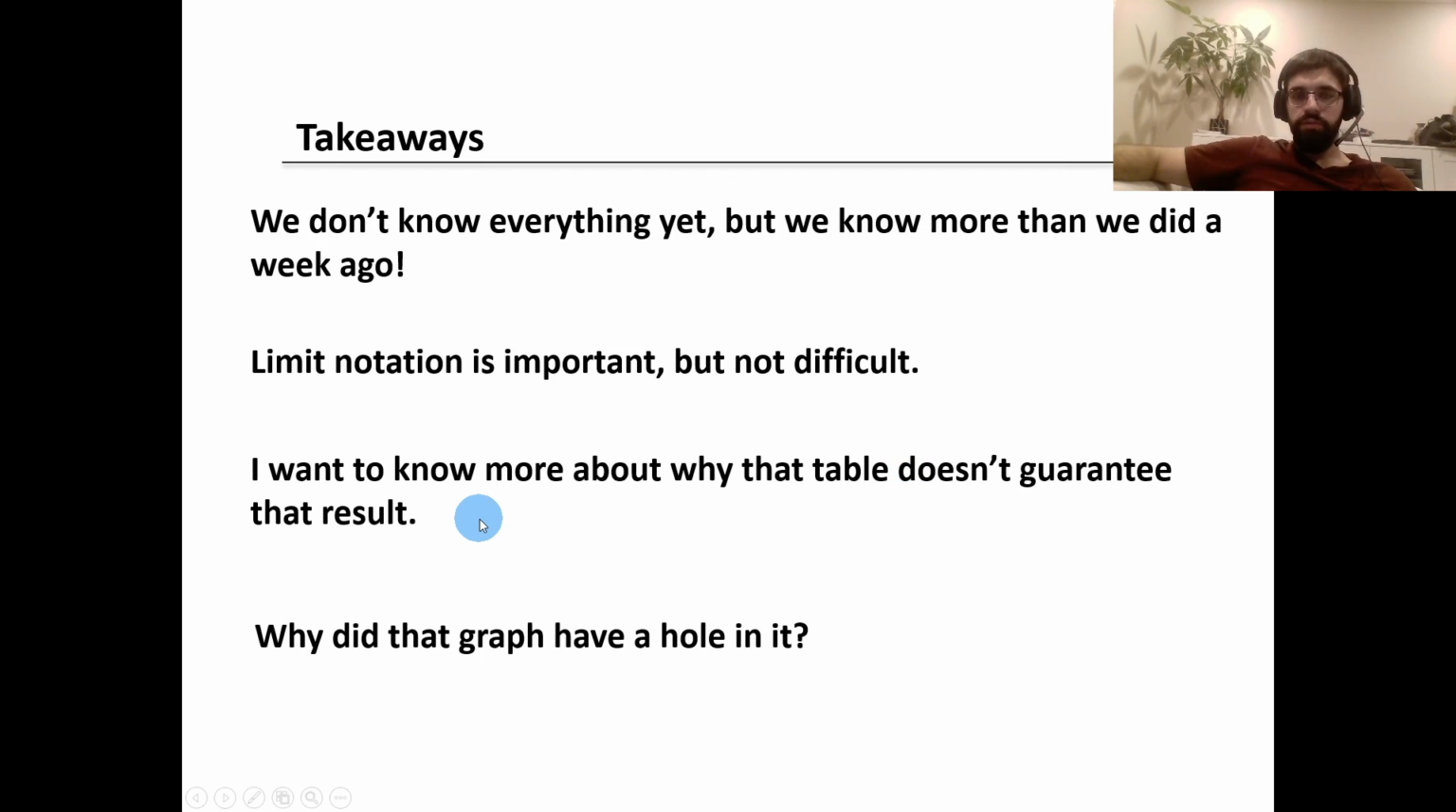Using tables, we can get a pretty good estimate of a limit, but it doesn't quite confirm the limit exactly. We haven't gotten to that point yet. And then also, a takeaway: why did that graph have a hole in it? We're going to unpack that in the next lesson.